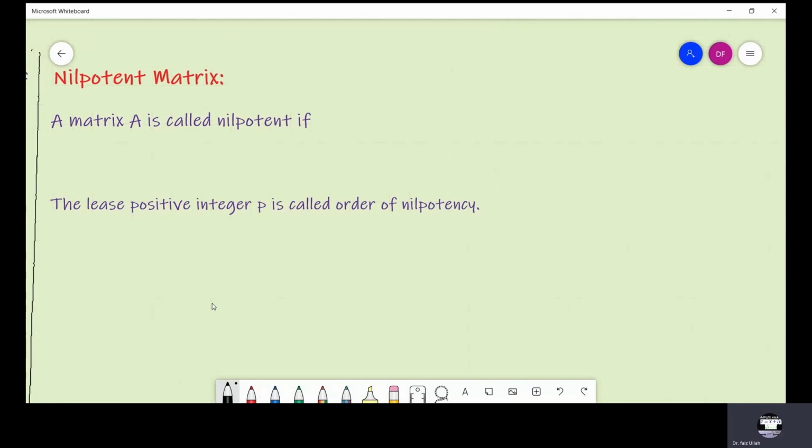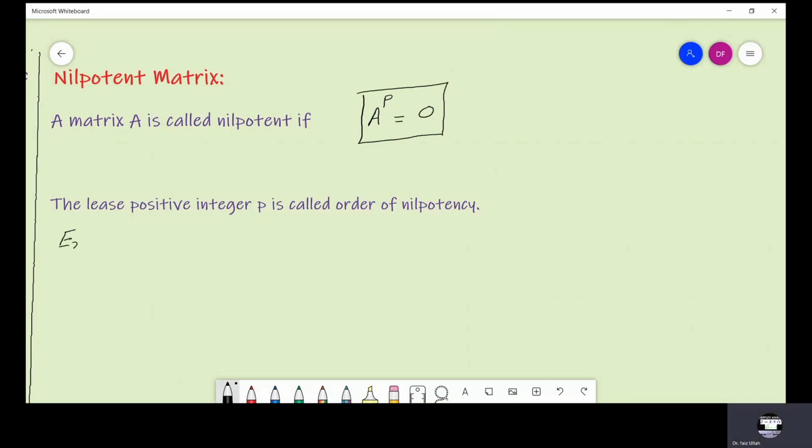Nilpotent matrix. A matrix A is called nilpotent if A power P is equal to 0 matrix, where P is a positive integer. Now, if this P is the least positive integer such that A power P is equal to 0, then this P is called the order of nilpotency.